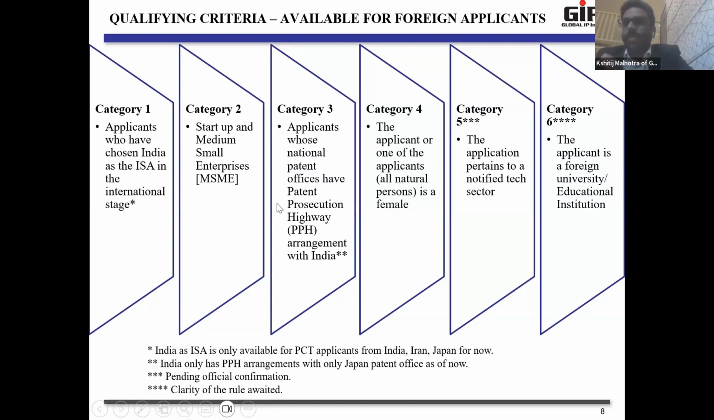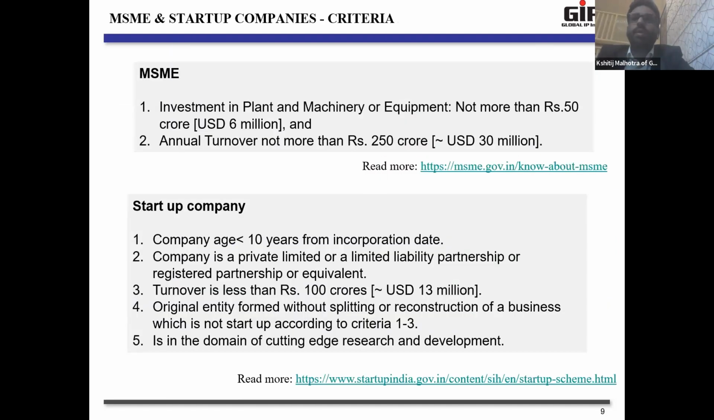Nevertheless, for the two main categories, startups and small medium enterprises, the rules are pretty clear that if you are a foreign entity and you fall as either a startup or a small medium enterprise, then you can actually request expedited examination. So I will just take up what that criteria is quickly. For MSME, there is a criteria with respect to investment, and there is a criteria with respect to turnover or the annual gross sales of the company.